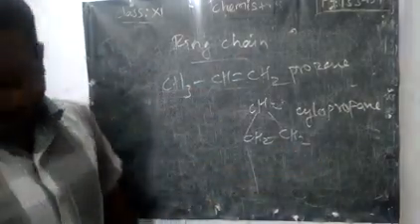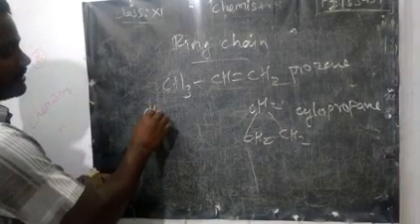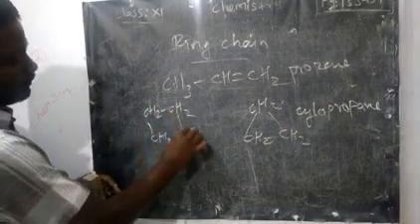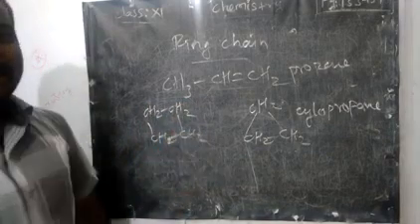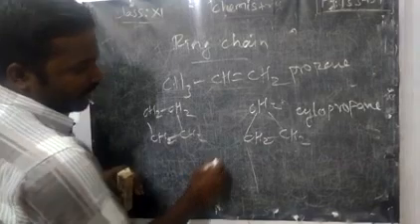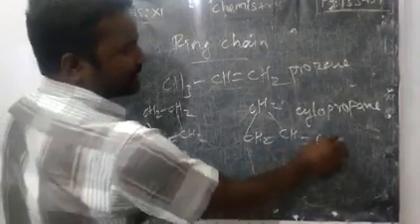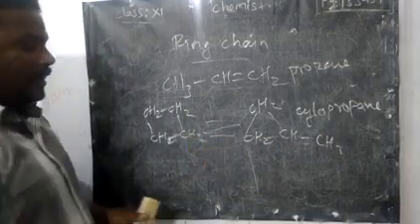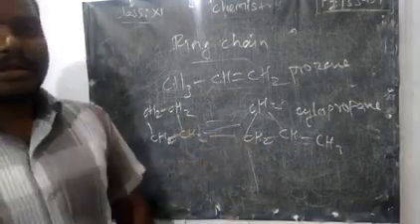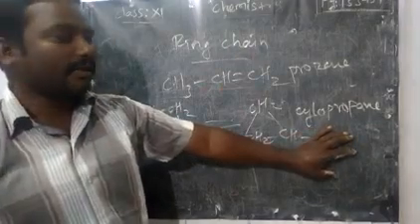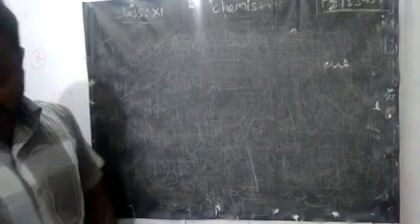So ring chain isomerism is between the ring and the other compound, which means we can say ring chain isomerism. One more example we can write, cyclobutane. What's the name of this compound? Cyclobutane may convert into methyl cyclopropane. You just add CH3 here. These are equal. Okay. The number of carbons and hydrogens are equal. Right. So this is called ring chain isomerism.